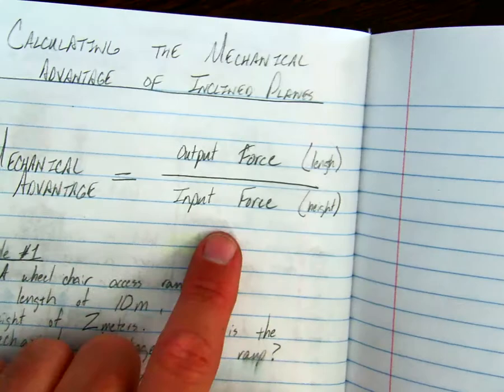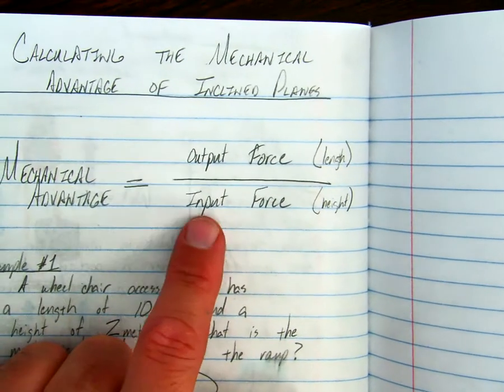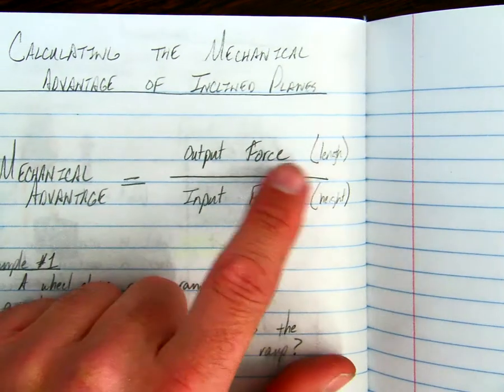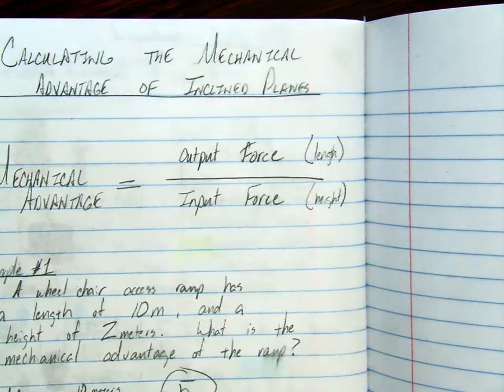You can't forget this formula. This is the most important piece right here. Mechanical advantage equals output divided by input. Or another way to remember it is length divided by height. So let's do a couple of practice examples here and see what we can come up with. I'm going to zoom out just for a second.